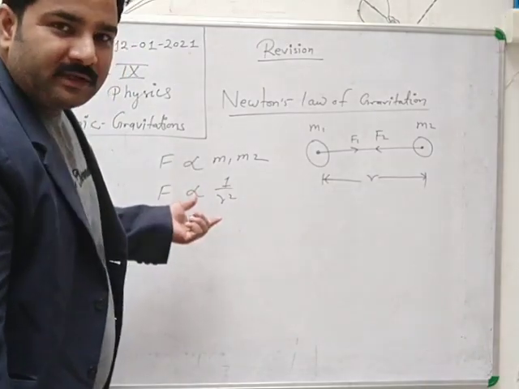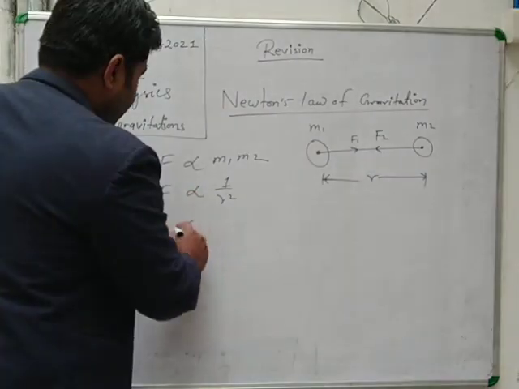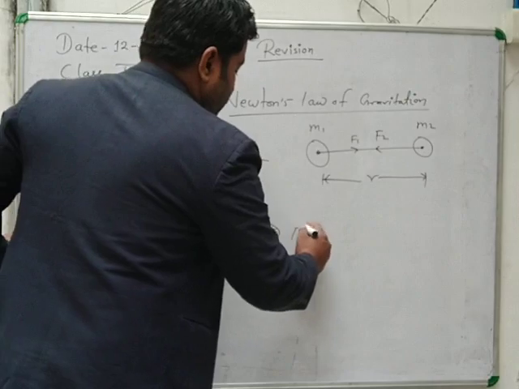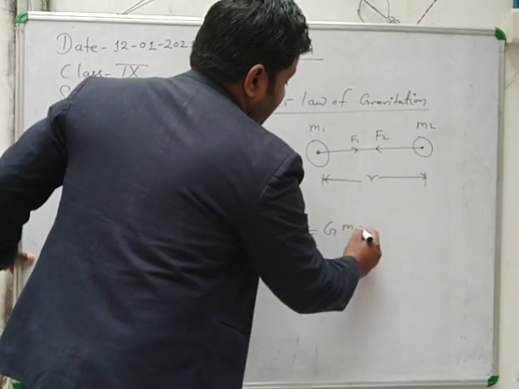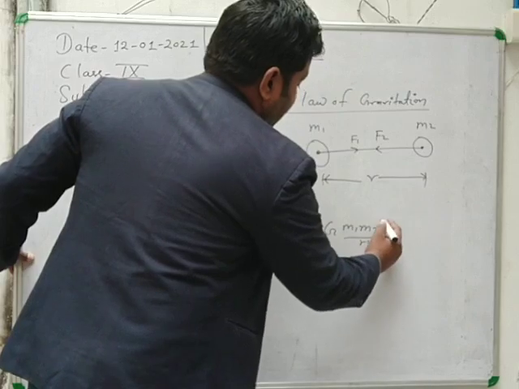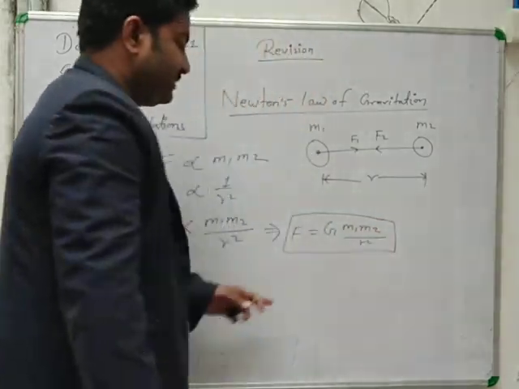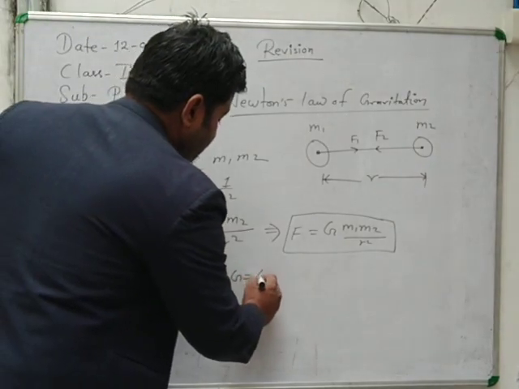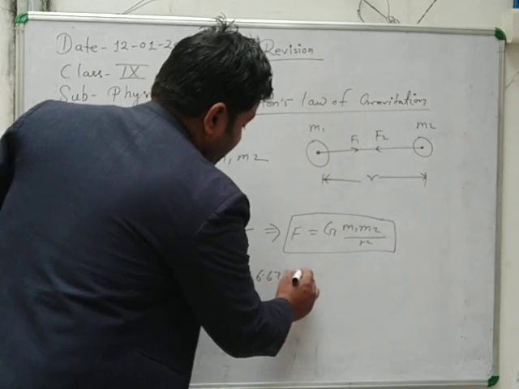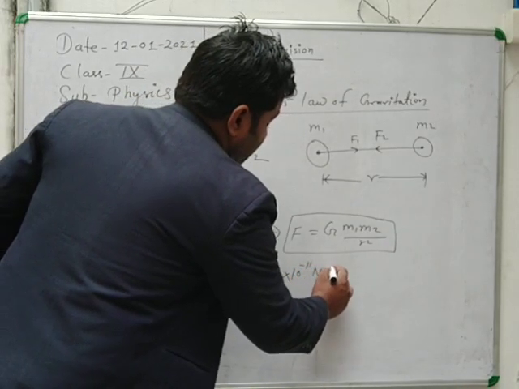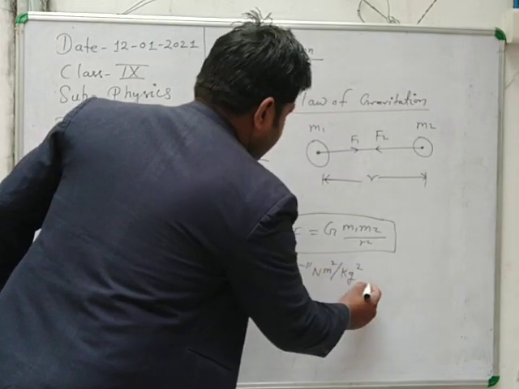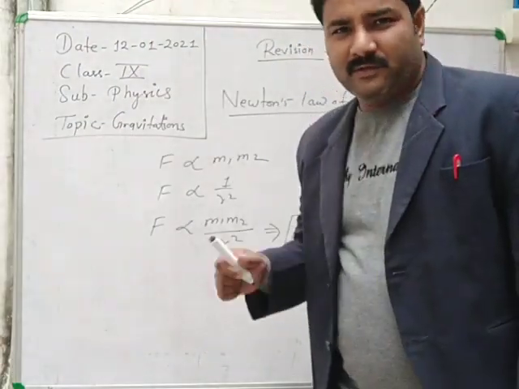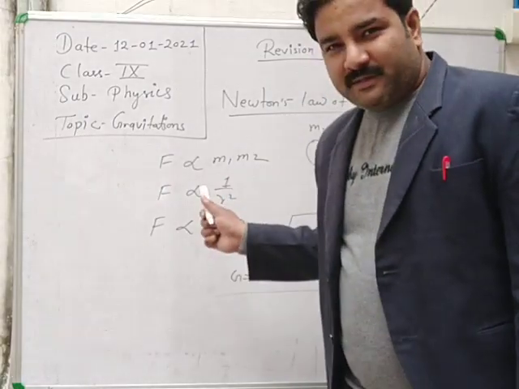So combining both equations, when we combine both, then we obtain what? m1 m2 upon r square. So F is equal to capital G m1 m2 upon r square. Here G is the gravitational constant. Clear? The value of G is 6.67 into 10 power minus 11 Newton meter square per kg square. This is the universal gravitational constant, because this value never changes in the whole universe. Clear? Newton's law of gravitation, very easy.